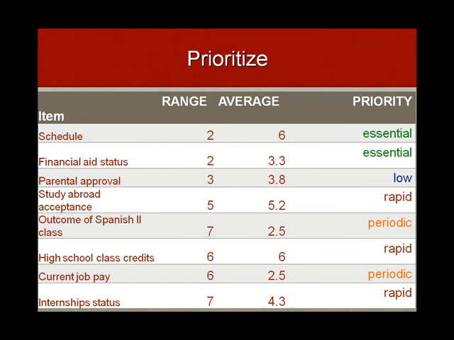Items having a narrow range and a high average are considered essential or important to all issues. Items having a wide range and a high average are considered of rapid priority and are important to most issues. Items having a low average and small range are considered low priority. Items having wide range and low average are important to some issues and are to be assessed periodically.